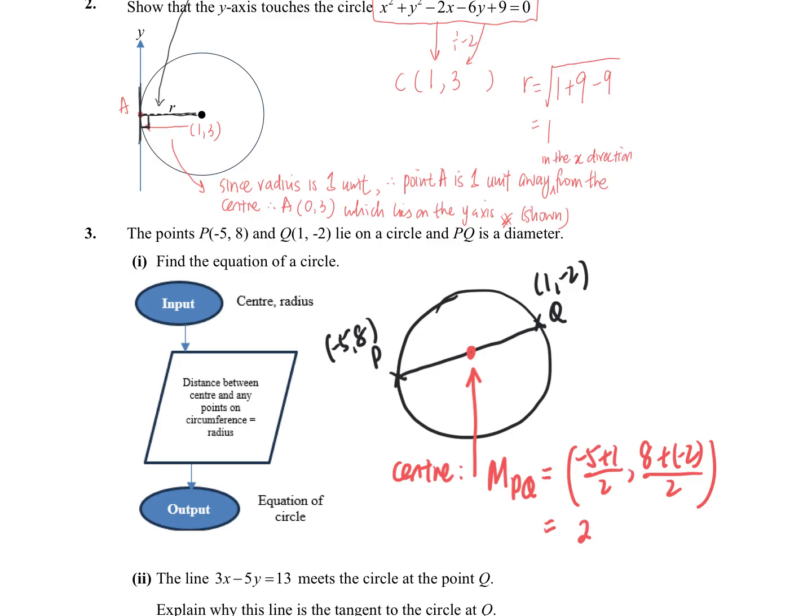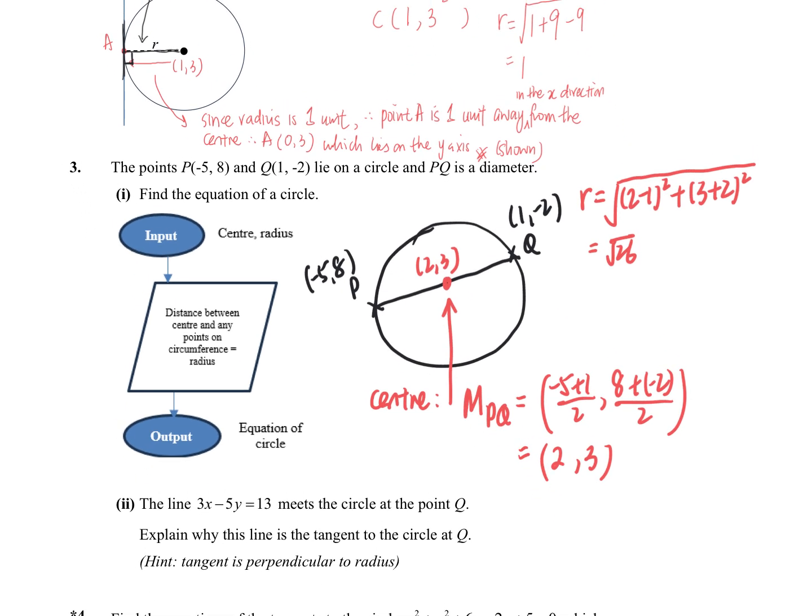So I will get 2, 3. So this is 2, 3. So how can I find the radius? Distance between who and who? The midpoint and Q. So the difference between the x coordinates squared plus the difference between the y coordinates squared. So 25, square root 26. Okay, I leave it like that first because for my final equation, I can write it straight away without the square root. So just like that.